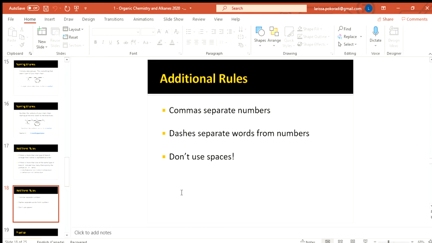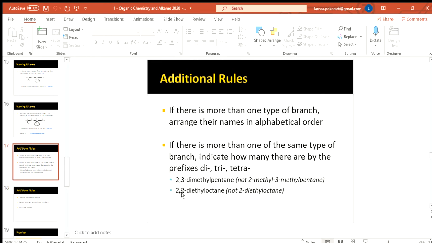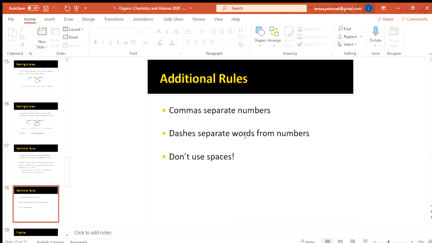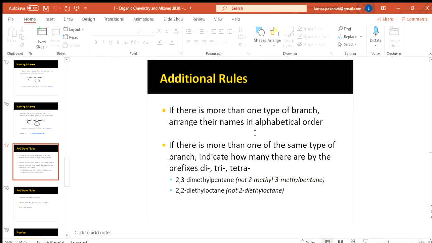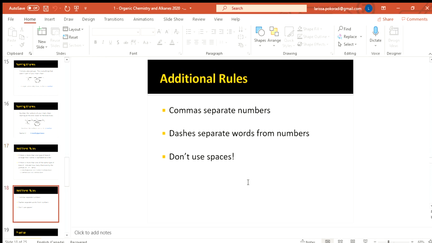The additional rules that I said I'd get to would be that commas separate numbers. So we saw that. There's a comma in between the 2's. That dashes separate words from numbers. Cool. We've got a dash. There's numbers on this side, words on that side. And the third rule being that we pretty much never use spaces. Everything is just this long continuous word.